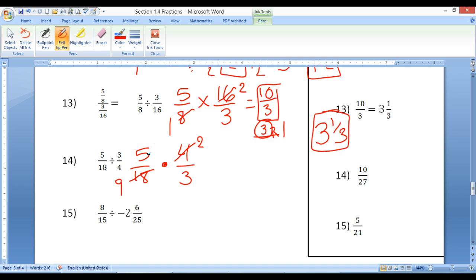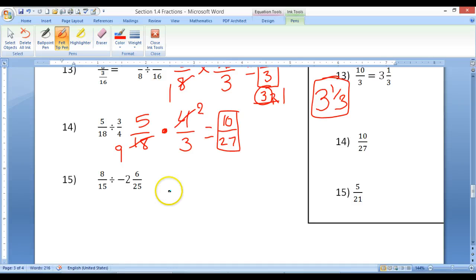So 5 times, what's left here is 2 because we already simplified, which gives me 10. And then on the bottom, 9 times 3 is 27. And I look at this because I simplified beforehand. This is as simplified as it will be, and the answer is 10/27. Okay, let's move to the last example of this, dividing fractions.